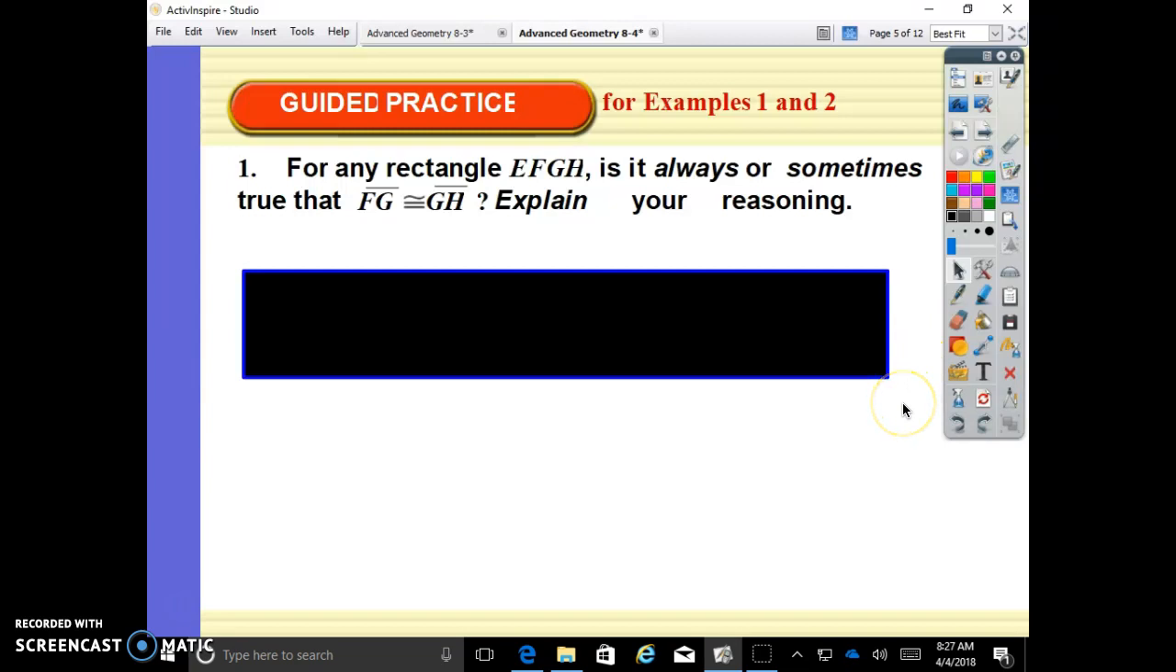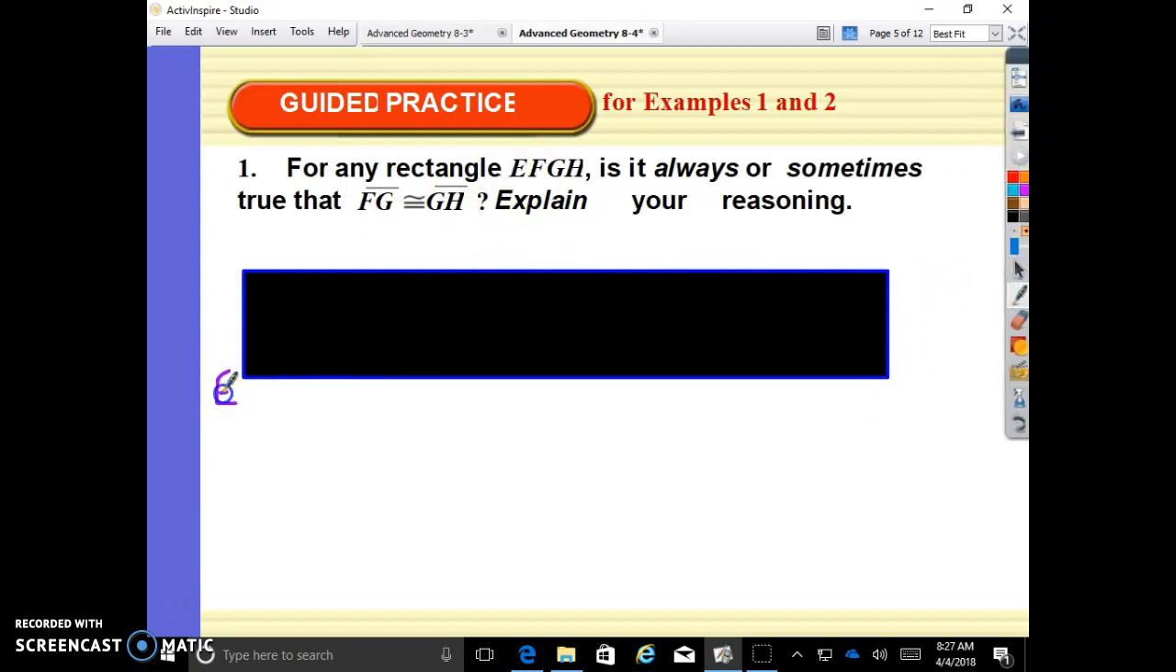For any rectangle EFGH, why don't we just turn this box into an EFGH? Is it always or sometimes true that FG is congruent to GH? FG is congruent to GH. What do y'all think? Always, sometimes, or never?